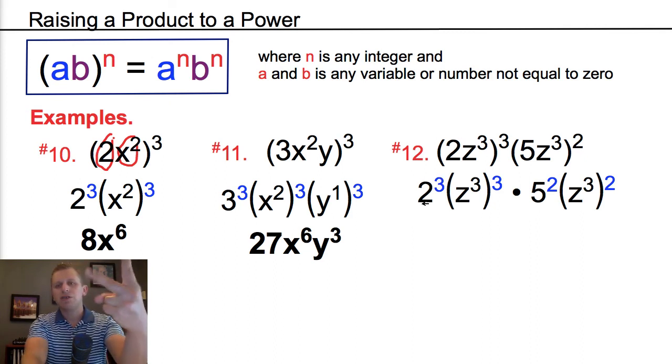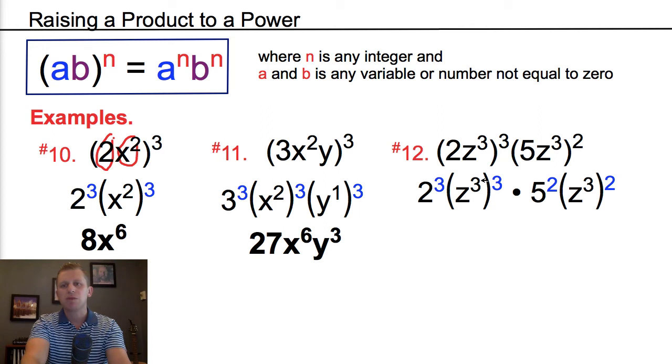2 to the third is 2 times 2 times 2, 8. Here, power to a power means multiply. 3 times 3, 9. Here, 5 squared is going to be 25, 5 times 5. And here, a power to a power means multiply. 3 times 2 is 6.